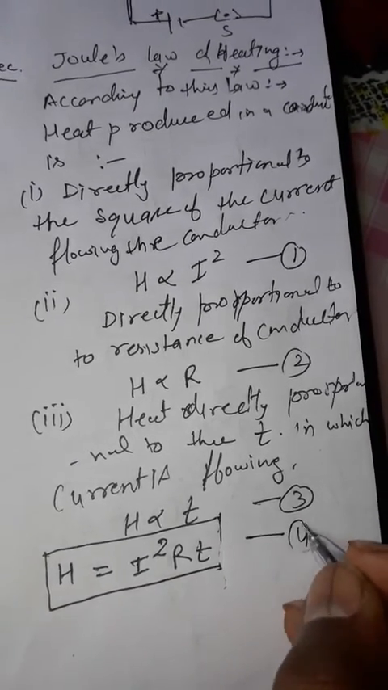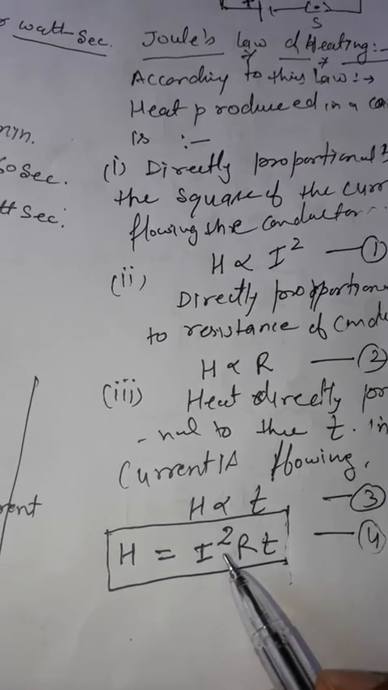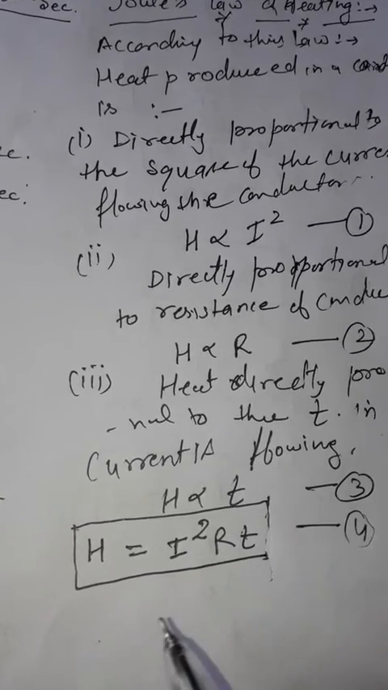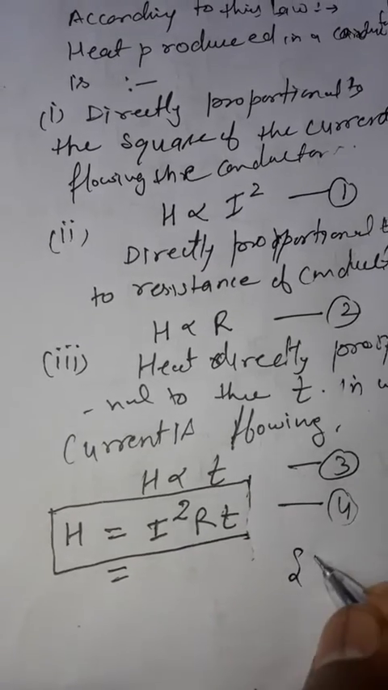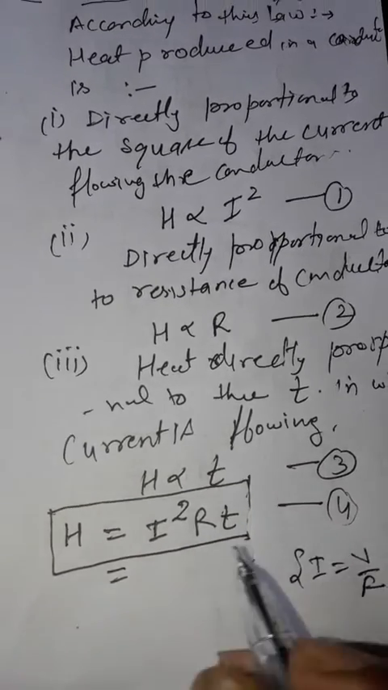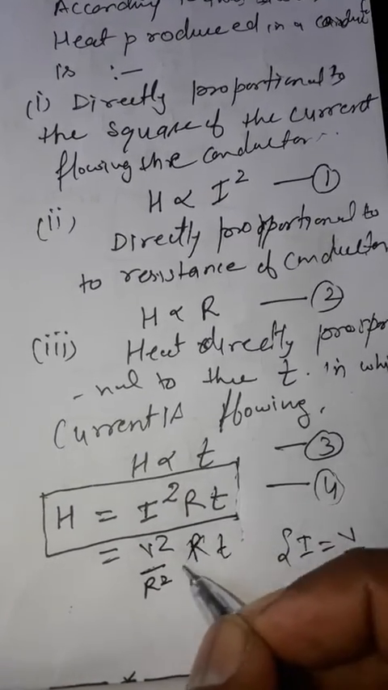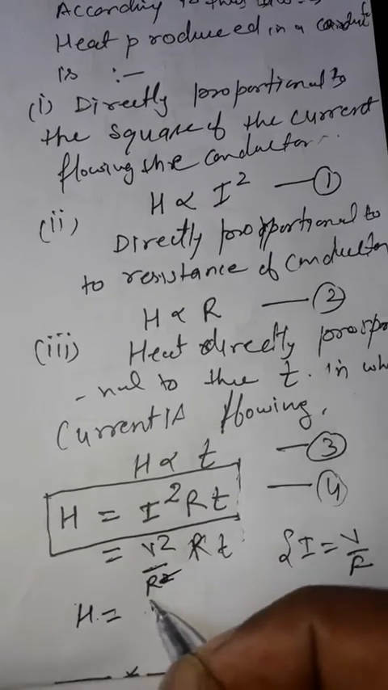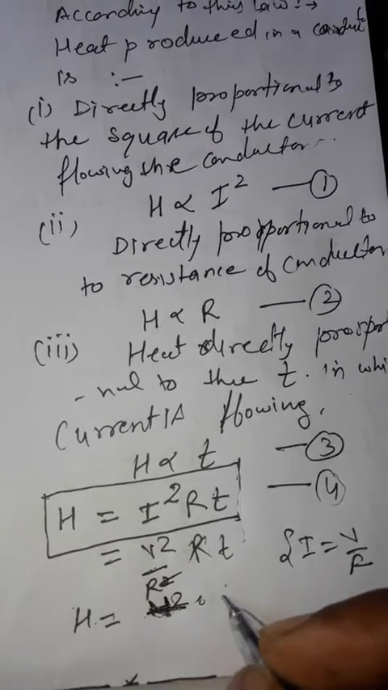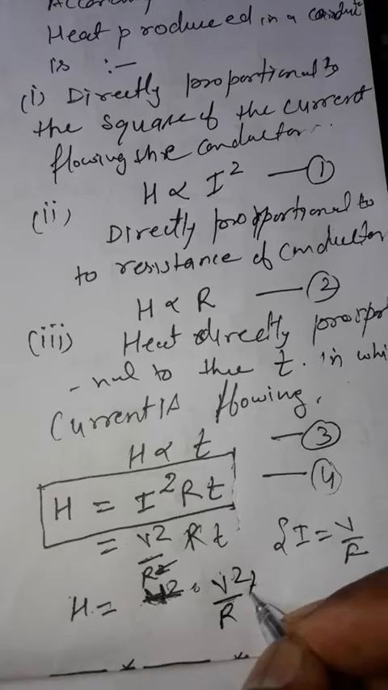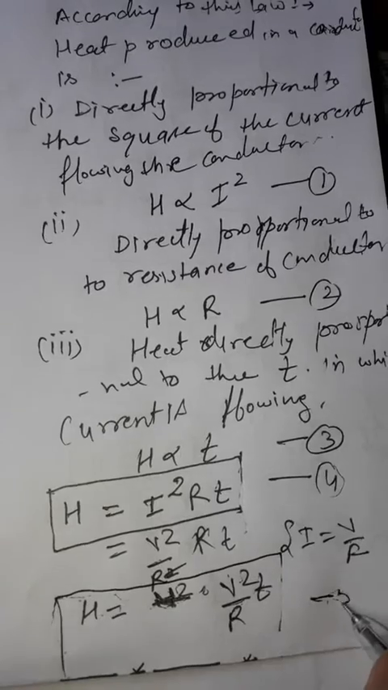Say equation 4. Now, interpreting the formula for I, R and T, we get I equals V upon R. So we can write I squared is V squared upon R squared, into R T. So H can be written as V squared upon R into T. Say this is equation number 5.